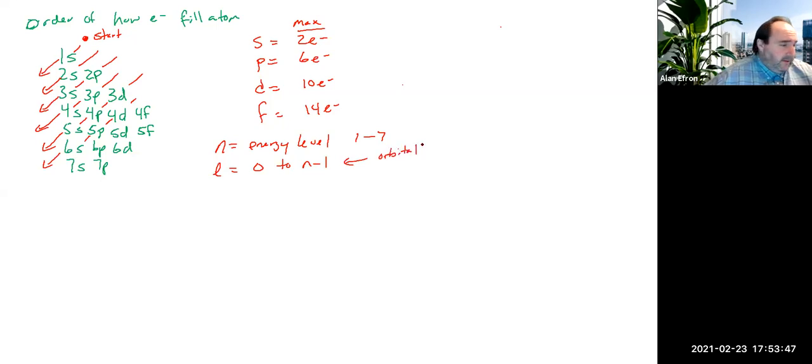Is it an s orbital? Is it a p orbital? Is it a d orbital? And so forth. We have m sub L, which is the orientation of those orbitals in 3-dimensional space, maybe on the x-axis, y-axis, or z-axis. It also tells you how many different orbitals there are in a particular subshell, and it has values from minus L to 0 to plus L.